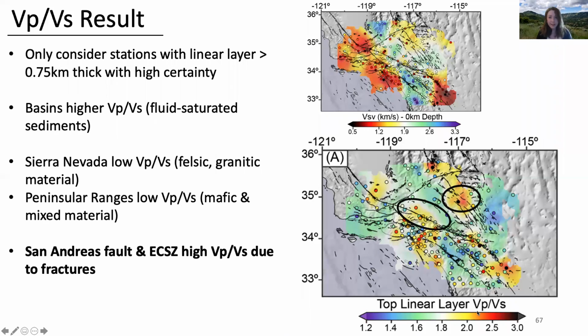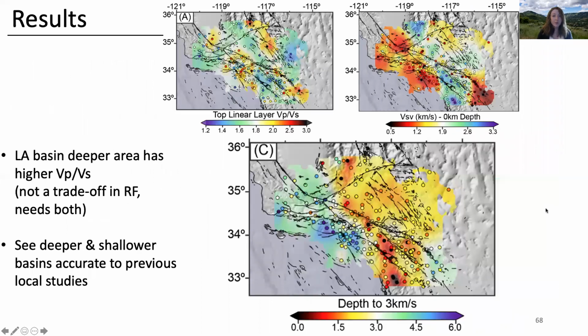We also observe higher VP-VS ratios along portions of the San Andreas Fault and in the Eastern California shear zone, which we associate with fractures that promote reduction in shear velocity. We also observe that the Los Angeles Basin has a deeper section corresponding to higher VP-VS. This suggests that the receiver function requires both to occur. There's not a trade-off between the two.